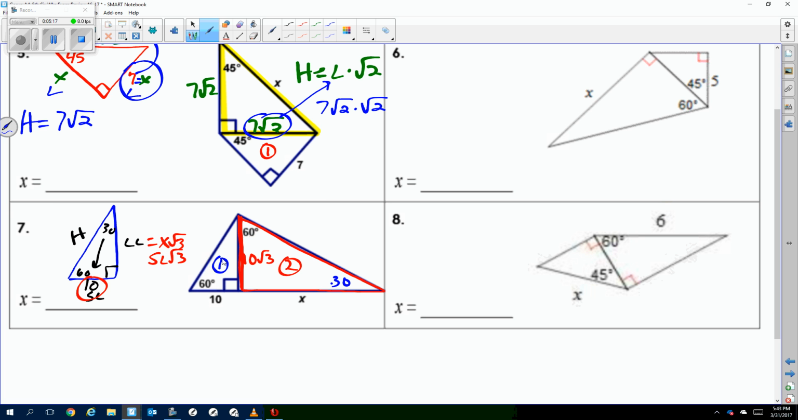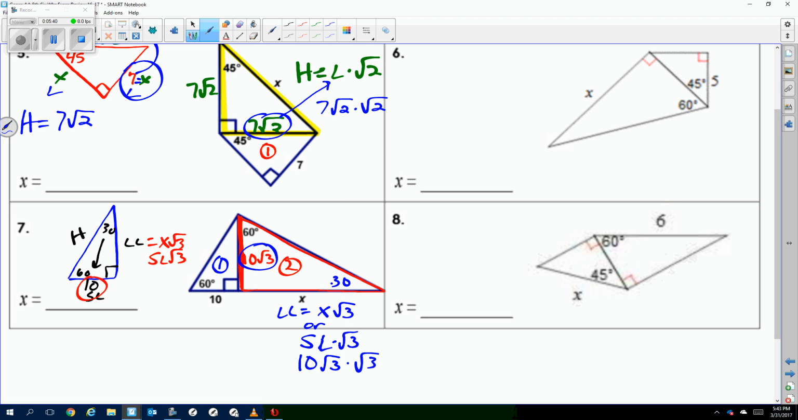We're trying to find x. This is the long leg. To get to your long leg, you have the formula x root 3, or you take whatever the short leg is and multiply by the square root of 3. Well, we know what our short leg is. It is 10 root 3. So now we're just multiplying that by the square root of 3.